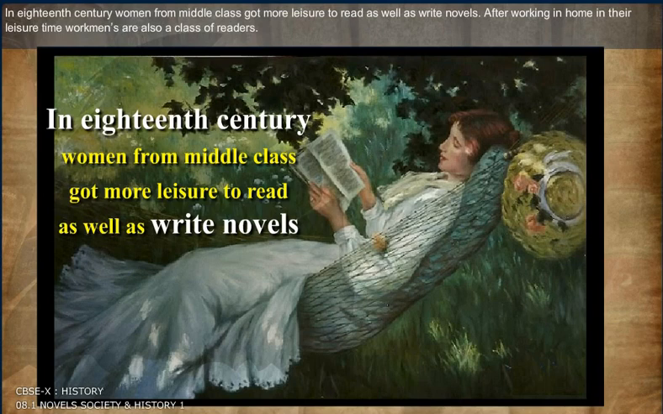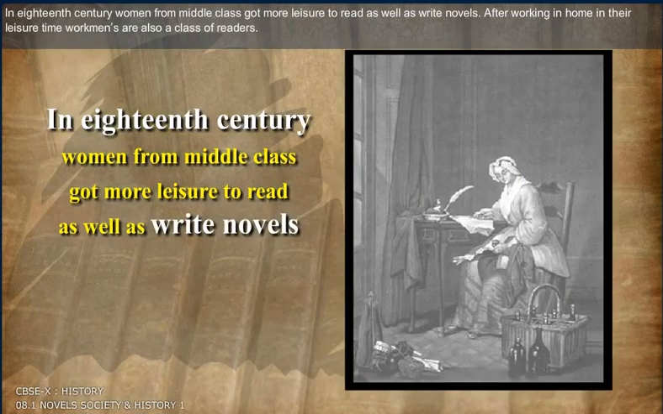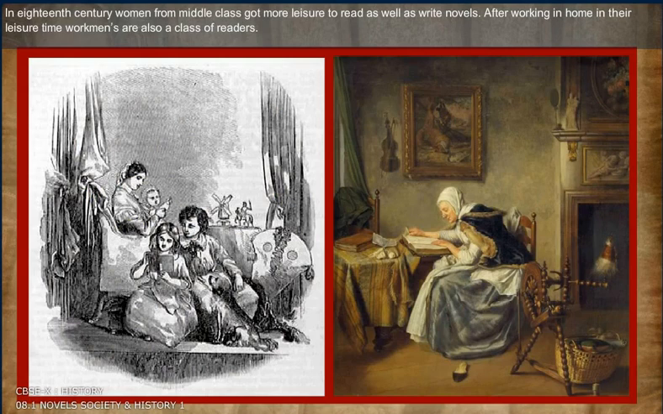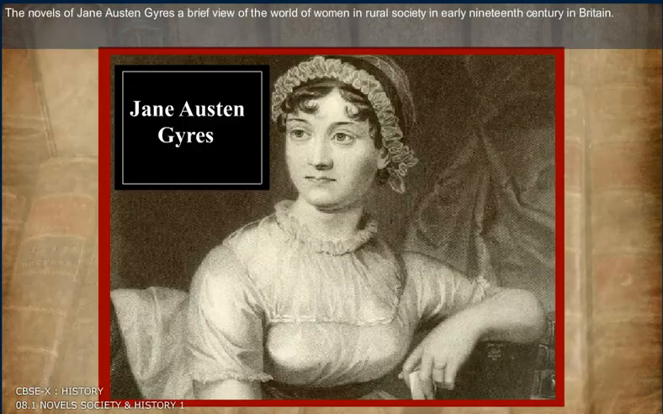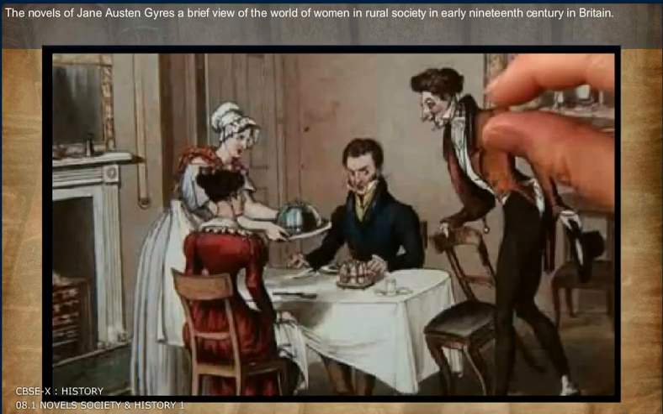In the 18th century, women from the middle class got more leisure to read as well as write novels. After working at home, in their leisure time, workmen were also a class of readers. The novels of Jane Austen give a brief view of the world of women in rural society in early 19th century Britain.